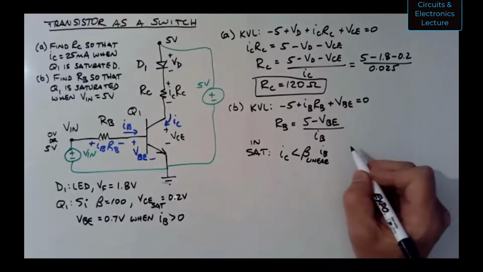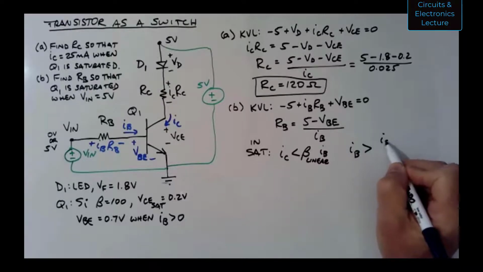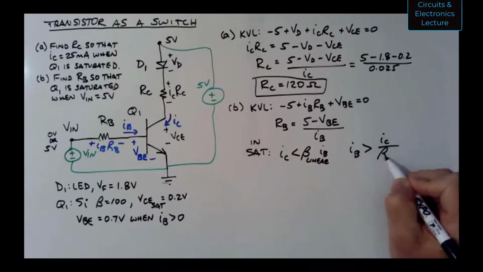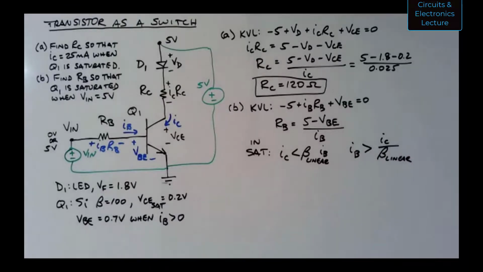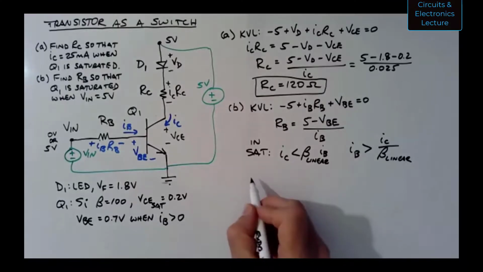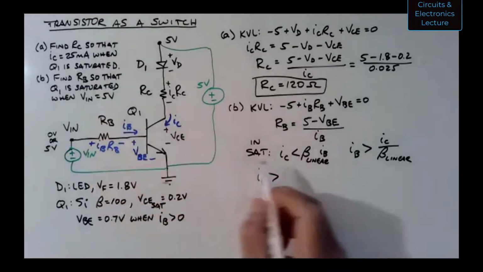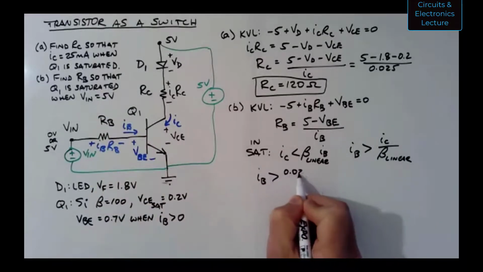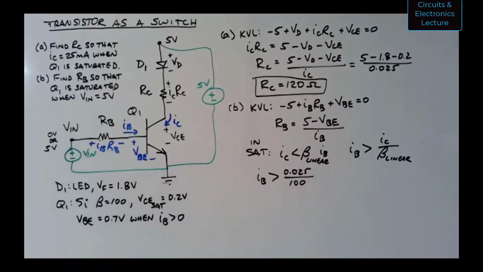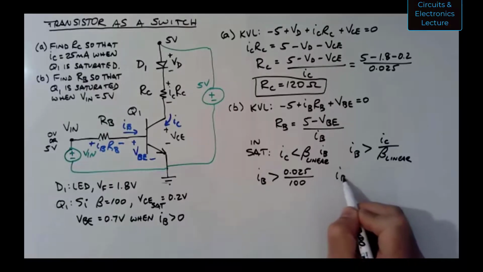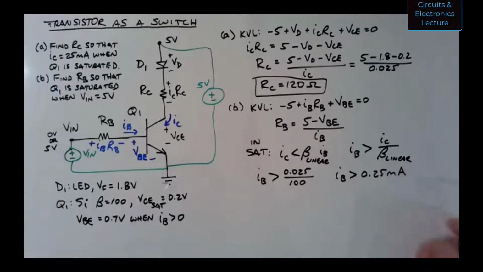So what this means is that IB has to be greater than some value. IB has to be greater than IC divided by beta linear. I can choose any IB I want as long as IB is greater than IC, 25 milliamps, over 100. So IB has to be greater than 0.25 milliamps, 250 microamps.